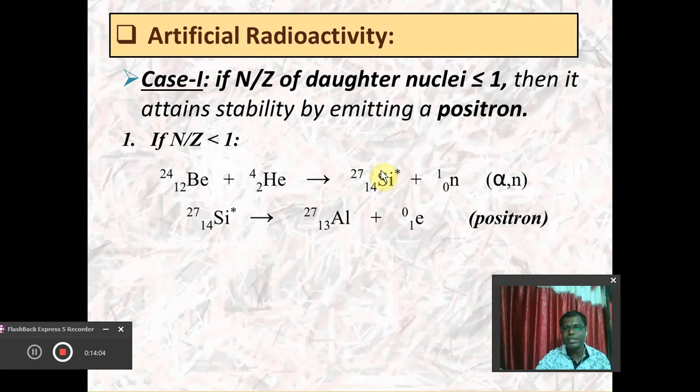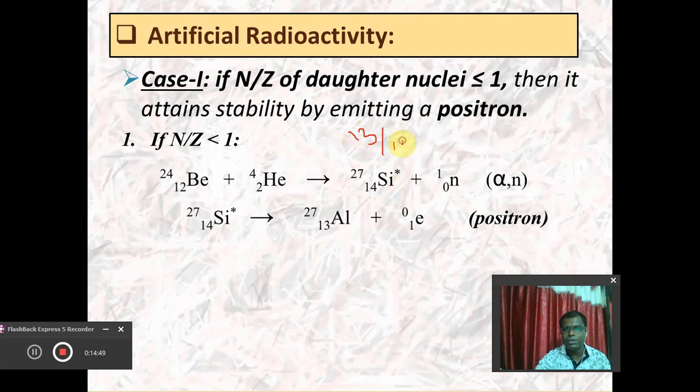So this recoil nucleus is silicon, having mass number 27 and atomic number 14. So the number of protons, the value of Z, will be 14. And the number of neutrons is the difference between 27 and 14, so 27 minus 14, that is 13. In this silicon, indicated by the star, the number of protons is 14 but the number of neutrons is 13. So the N by Z ratio is 13 by 14.